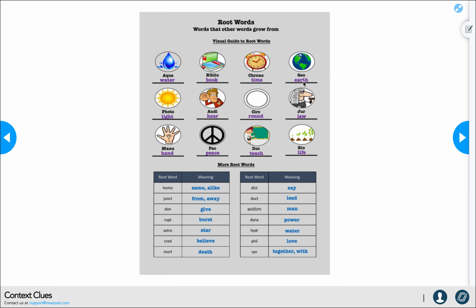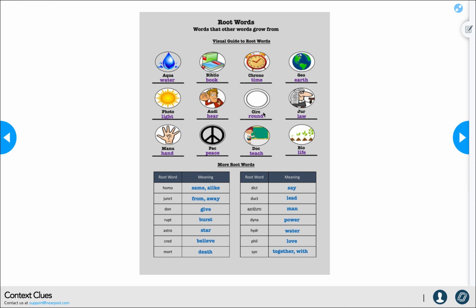Geo, many of you have taken geography, and that means the study of the world, right? Geology is the study of Earth itself. Photo, light. So photosynthesis, many of you took biology. Photosynthesis means taking light and converting it into energy. That's why it's called photosynthesis, because photo means light. Okay. Audi. So whenever we do an audio file, it means that we can listen to that file because we can hear it.